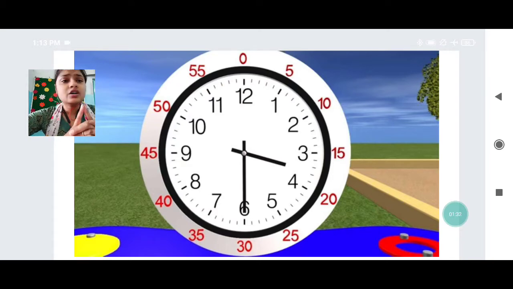From one number to another number, the difference is of 5. There are 5 subdivisions between the numbers. Means from the 12 to 1 there are 5 subdivisions. From 1 to 2 there are 5 subdivisions, and likewise they go on.